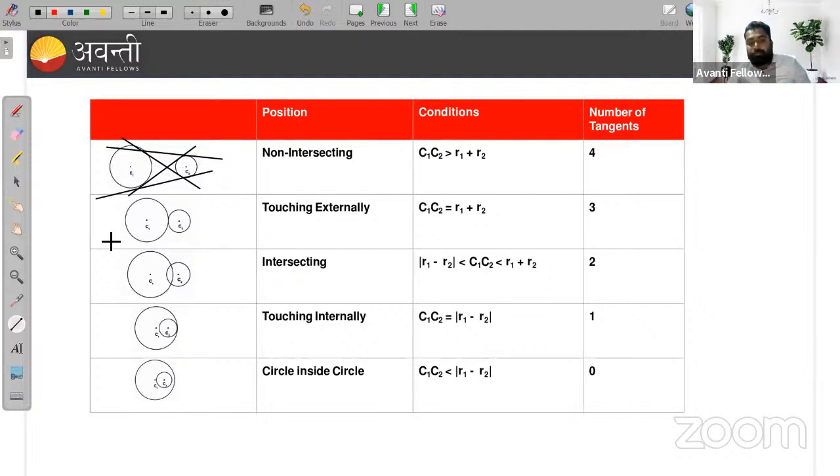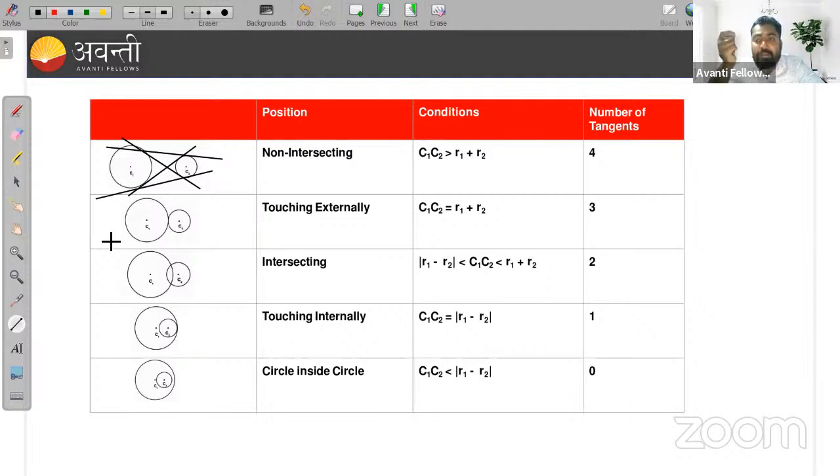Clear? Okay. And when both the circles are touching each other at a single point externally, when one circle touches another circle externally at a single point, in that case the distance between the centers of the circles will be equal to the sum of their radii. If the radii of both the circles are R1 and R2 respectively, and C1 and C2 are the centers of both the circles, then C1C2 will be R1 plus R2.